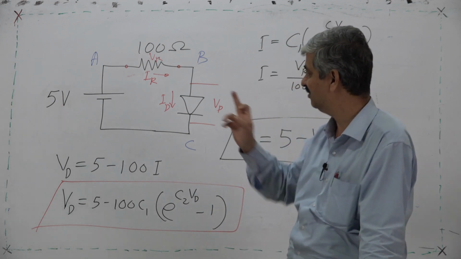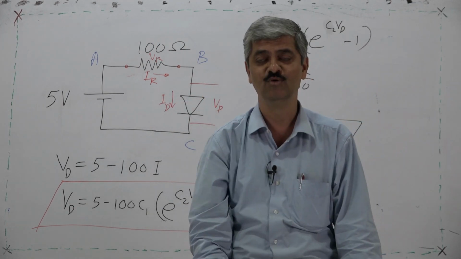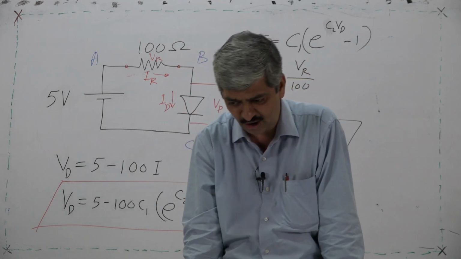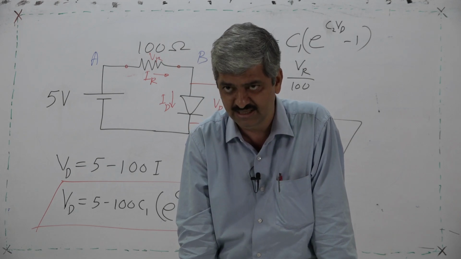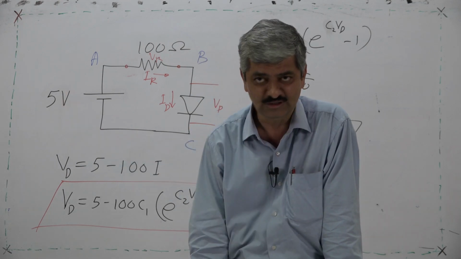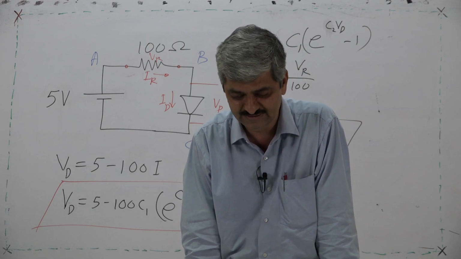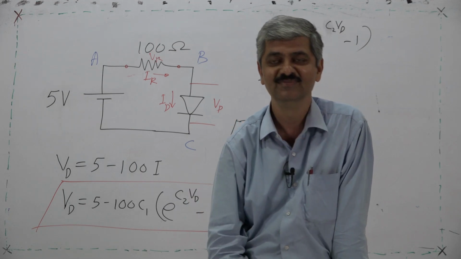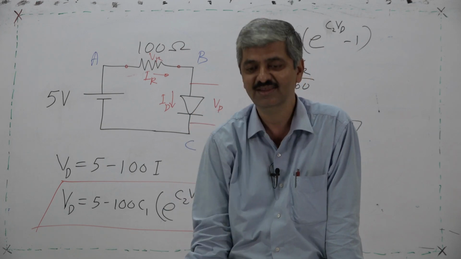So, this diode resistor circuit is a classical problem for numerical computational methods. How will you solve it? Common sense: VD will not be negative, and voltage will not be beyond 5 volts. So VD will not be below 0, and it will not go above 5 volts. Now, how to start?